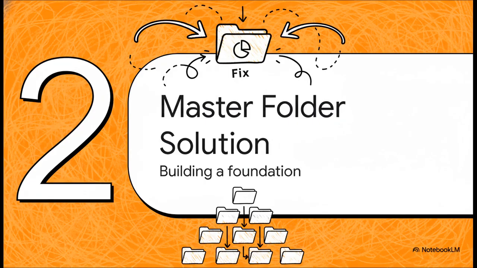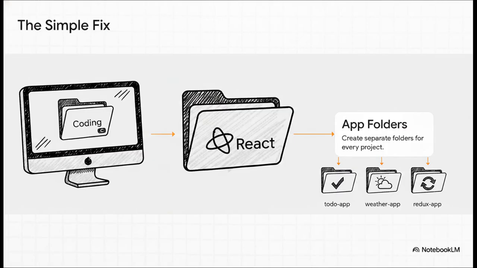Section 2, the master folder solution, building a solid foundation. Okay, so how do we fix this mess? Well, the solution is a completely new but remarkably simple architectural approach. It's a three-step process. First, you need to establish one main primary root folder on your computer. Let's just call it coding.